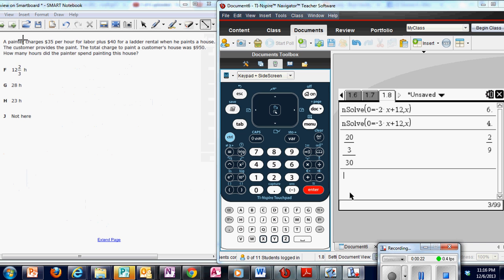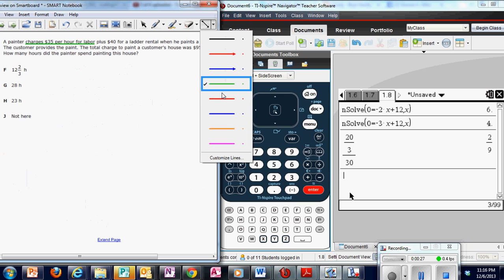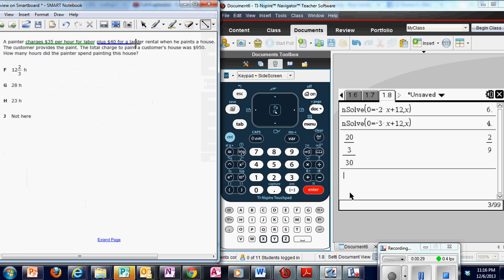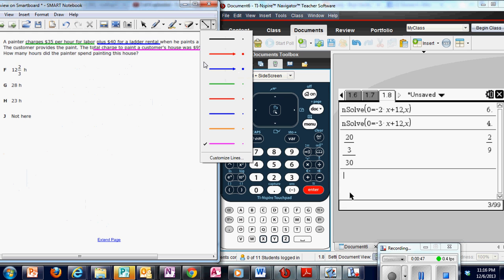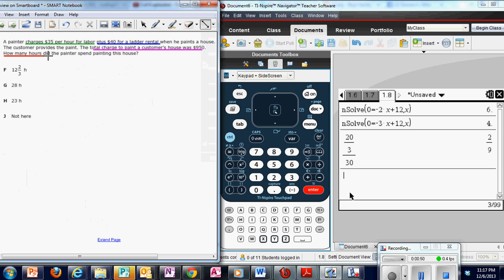A painter charges $35 per hour for labor, plus $40 for a ladder rental when he paints a house. The customer provides the paint. The total charge to paint a customer's house was $950. How many hours did the painter spend painting this house? How many hours?